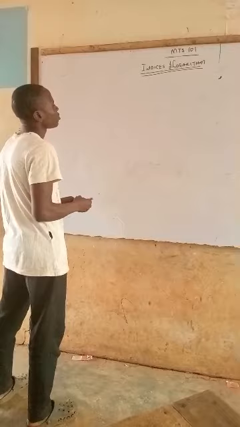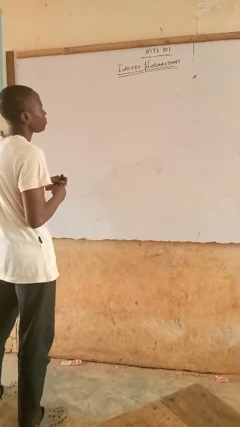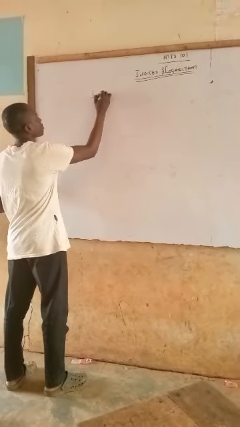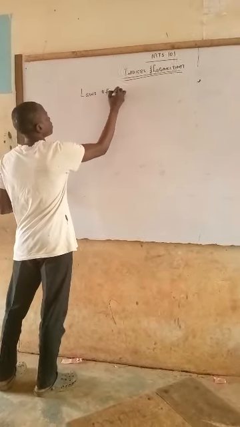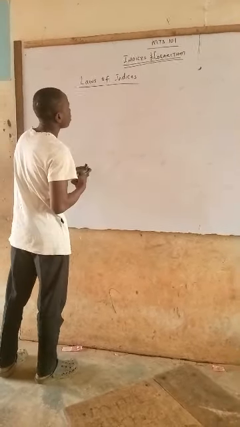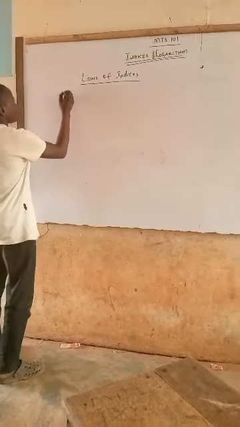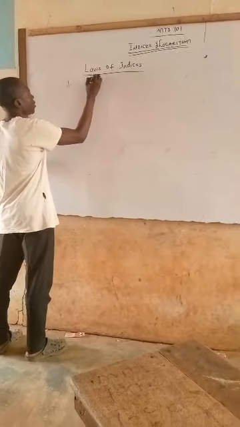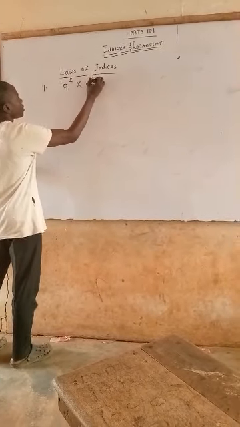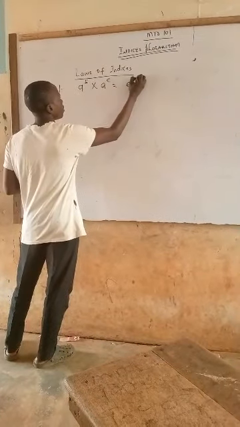Today we are looking into indices and logarithm. Then we have laws of indices. The first law of indices is the product law. That is, if you have a raised to the power of b multiplied by a raised to the power of c, this is going to give us a raised to the power of b plus c.